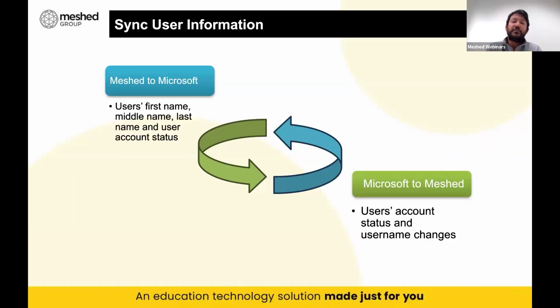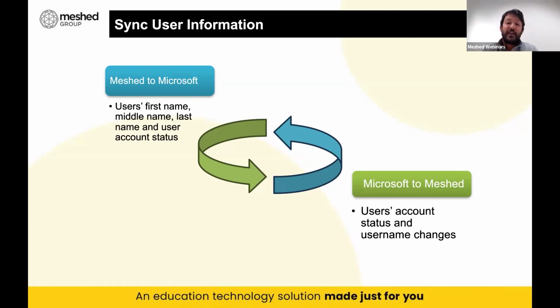So in terms of user information synchronization between the two platforms, if you want to enable this rule, then if any user information like first name, middle name, last name, or user account status changes in the Mesh system, that will also update the information in Microsoft, provided that the rule is turned on for this feature.